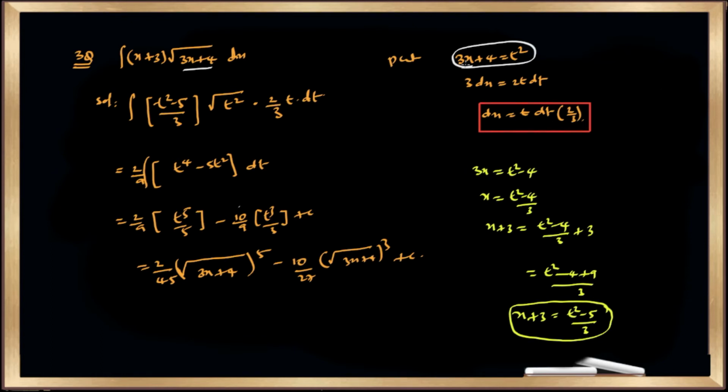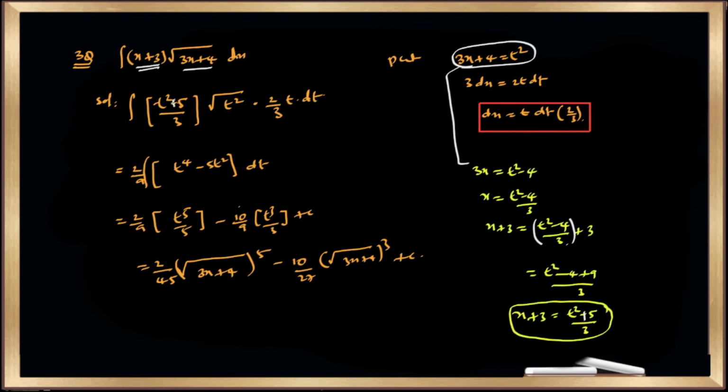Now from this one we can write 3x as t square minus 4, and x is (t square minus 4) by 3. But we have to find the value of x plus 3 in terms of t. So x plus 3 is (t square minus 4) by 3 plus 3. So 3 threes are 9, minus 4 plus 9 is plus 5. So t square plus 5. Now t square plus 5 is the value of x plus 3, and 3x plus 4 is root over t square, and the value of dx is 2 by 3 t dt.